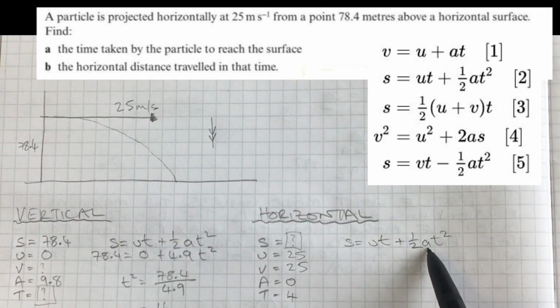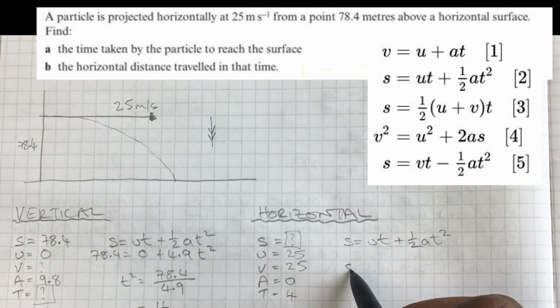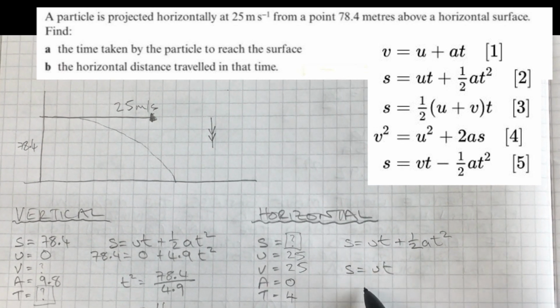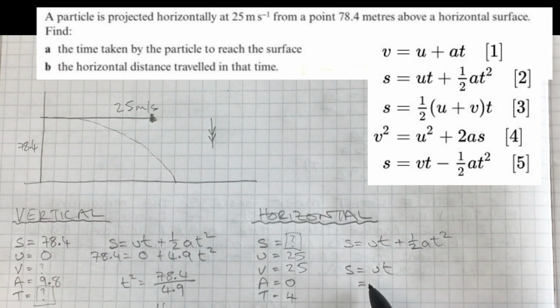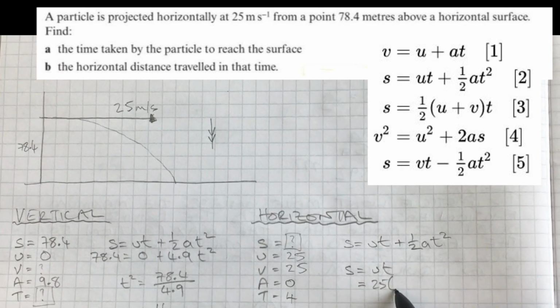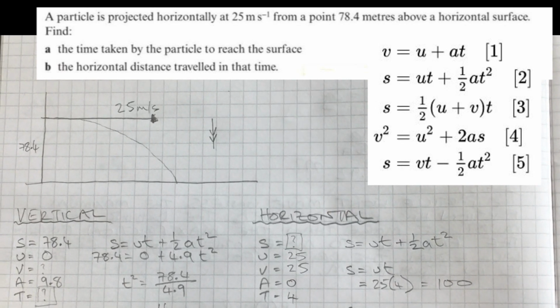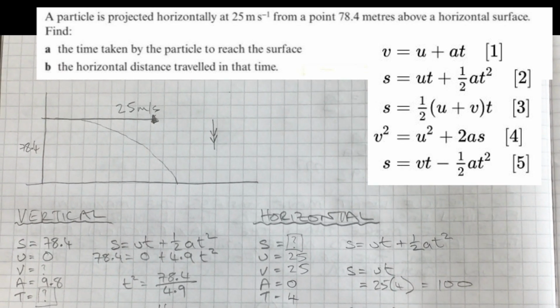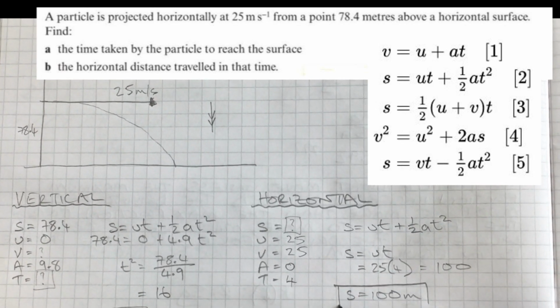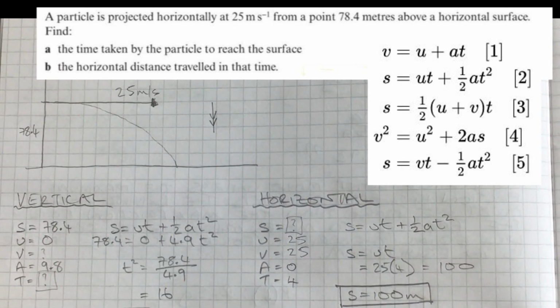Well, we know the acceleration is 0, so the whole of this second part is going to be 0. So we can just think of this as S equals ut. If we're looking at a horizontal component, S equals ut. And that's simply going to be 100. All right, so the horizontal displacement is going to be 100 meters.